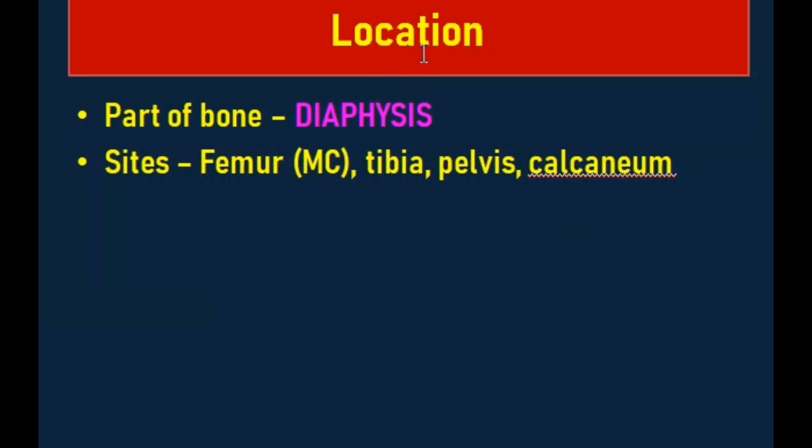If we look at the location, now this is a diaphyseal tumor. It is located in the diaphysis part of the bone, and the sites where it is seen, or the bones where it is seen, are the femur, most commonly the femur. Other than that, you can have the tibia, pelvis, and the calcaneum bone.